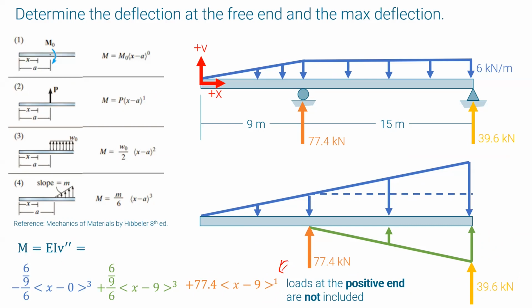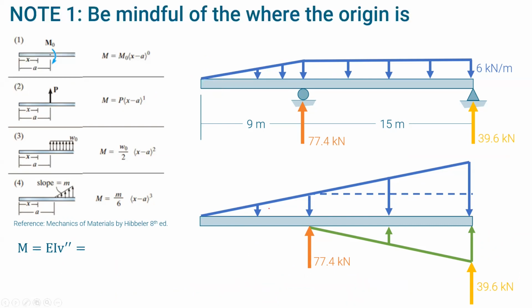Tapos, according to the method, double integration, kailangan natin siyang i-integrate twice to get v. But before that, I have to emphasize that you should be mindful of where the origin is. So, kunyari, from the left end, minove ko yung origin dito. Okay? Tapos, ito pa rin yung ating magiging extended load and yung load na in-apply natin to negate the excess of the extended load, no? Ito pa rin yung support reactions.